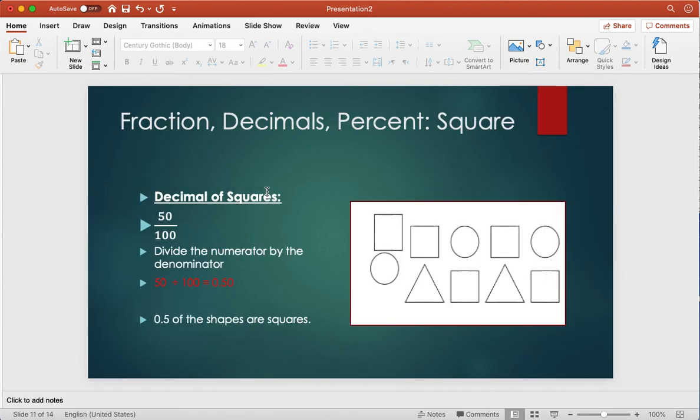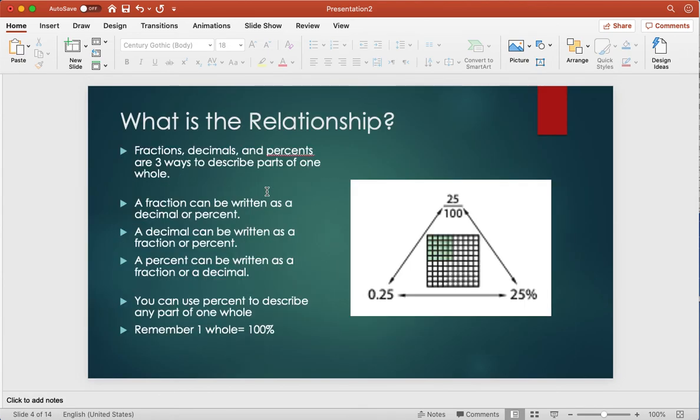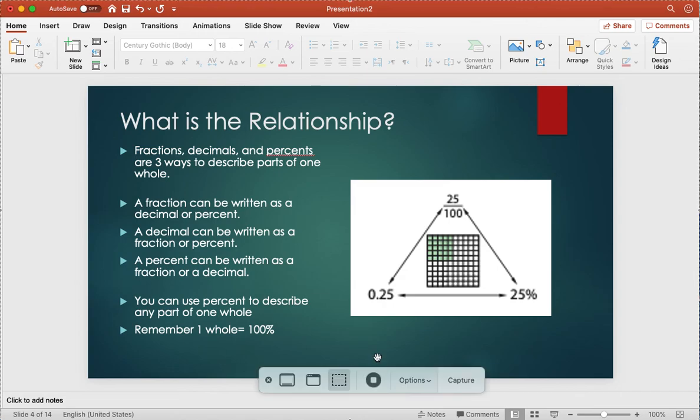All we're really focusing on today, though, right, is right here. This triangle. If it's a fraction, how can I write it as a percent or a decimal? And vice versa. All right? Let me know if you have any questions. And yeah, remember, test on Tuesday.